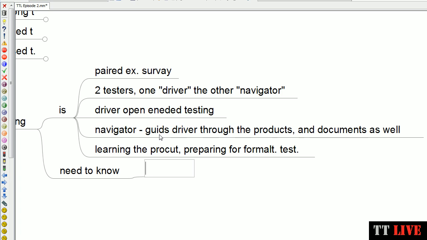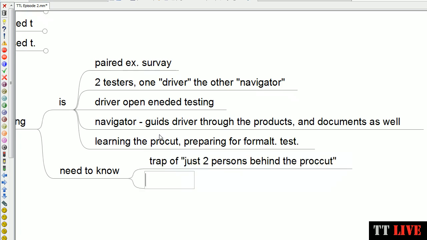quirks and things. What we need to know is that it's easy to fall into the trap that it's just two people behind the computer, so they'll test efficiently. That's not it, but it works. It needs some skill from the navigator, who should usually be more experienced, to guide the testing on the spot so it is actually effective.